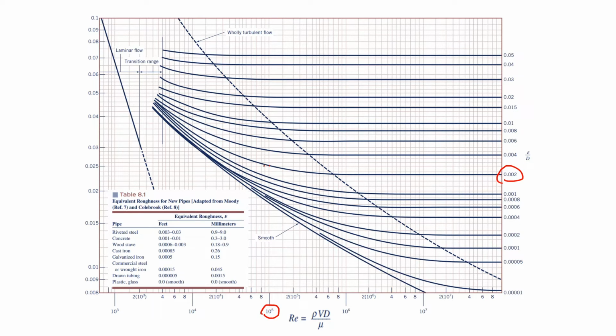And then we'll follow the horizontal line over until we meet our friction coefficient on the left-hand side, which is, in this case, 0.025. Once you have that, you can plug that back into your major head loss equation.